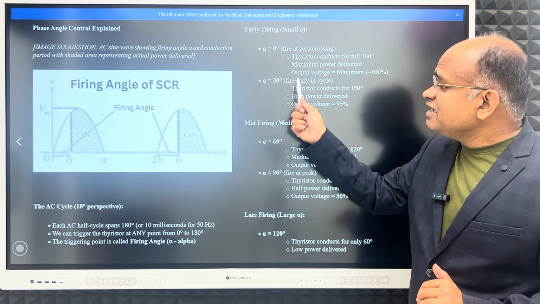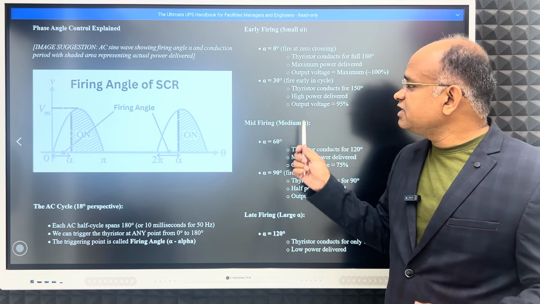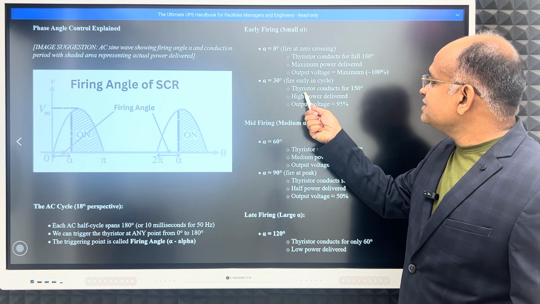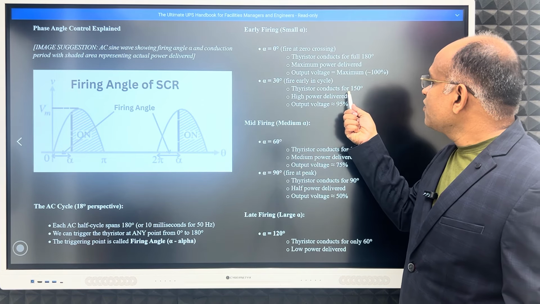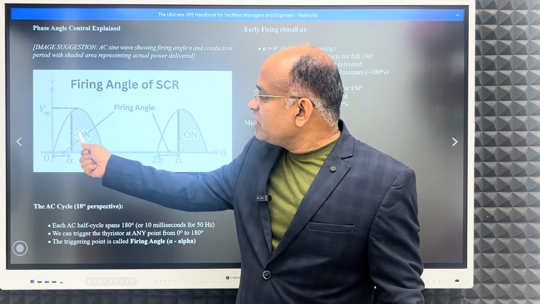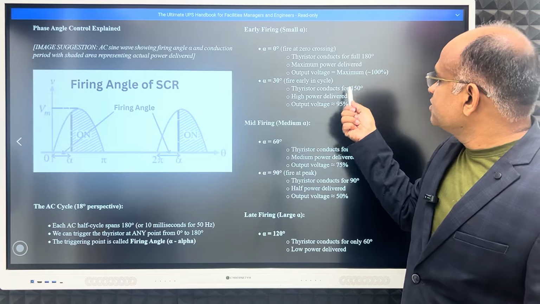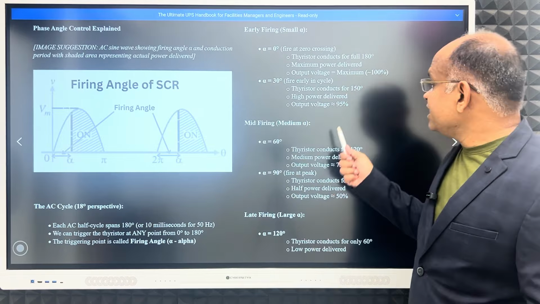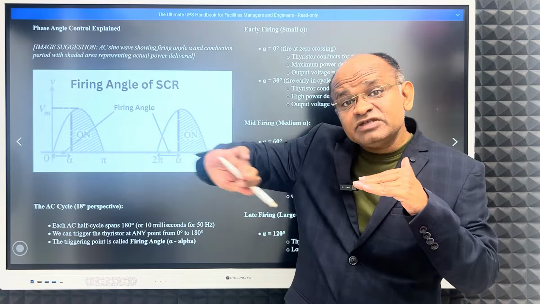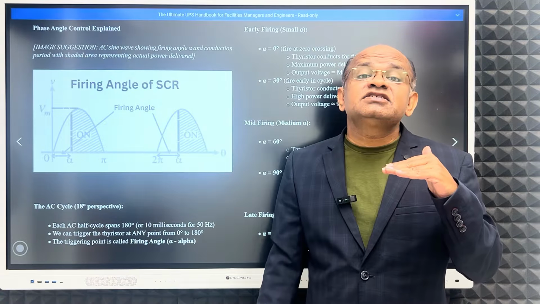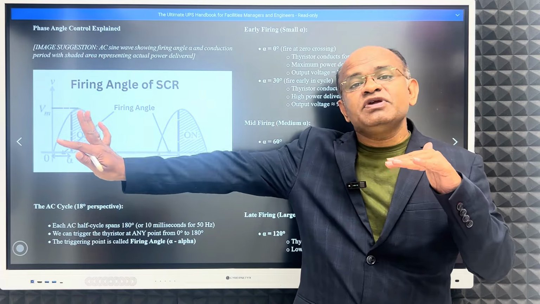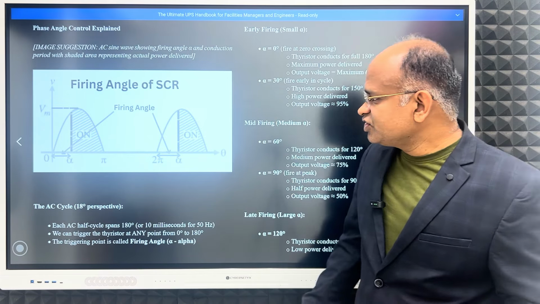Now, if alpha is 30 degrees where we have triggered, then we fire early in the cycle and the thyristor conducts for 150 degrees. So 30 is subtracted from this 180, and it will conduct for 150. So about 95% of the power, whatever is input, is passed. Think in terms of energy or power, as I told you. So 95% of the energy will be passed through our thyristor.